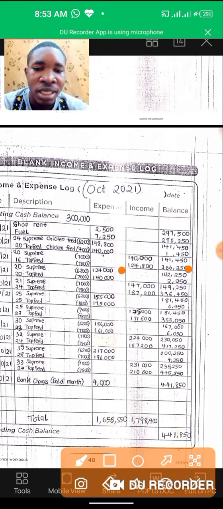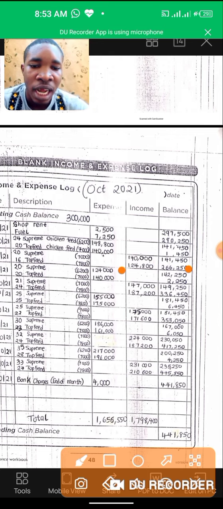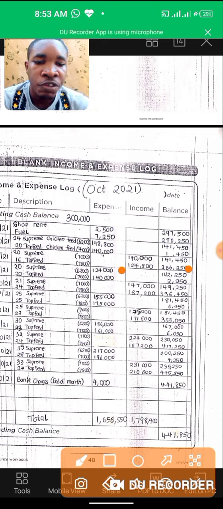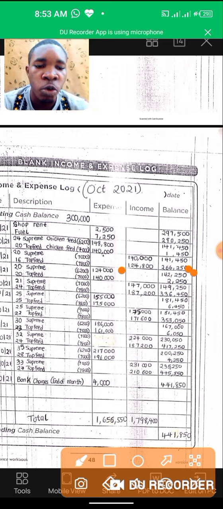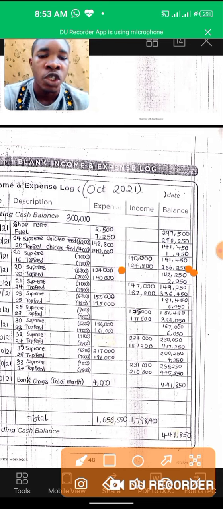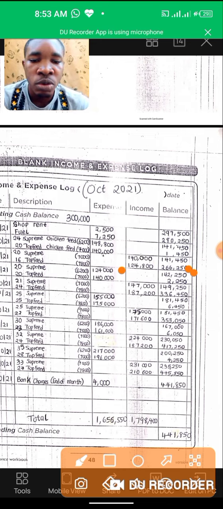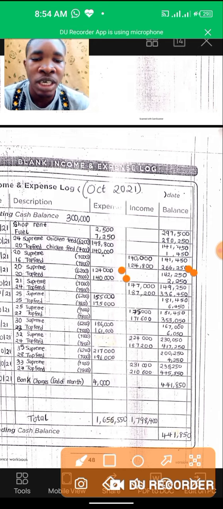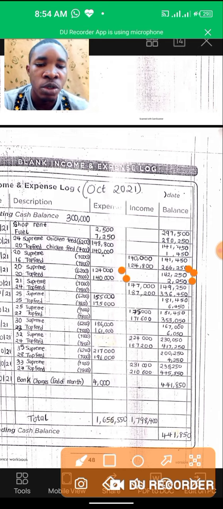What did I buy first? I bought 20 Supreme at 124,000 naira. So 266,250 minus 124,000 naira gives me what? 142,250. So 142,250 minus what? Minus this second top feed that I bought too, 140,000 naira. It gives me what? 2,250.